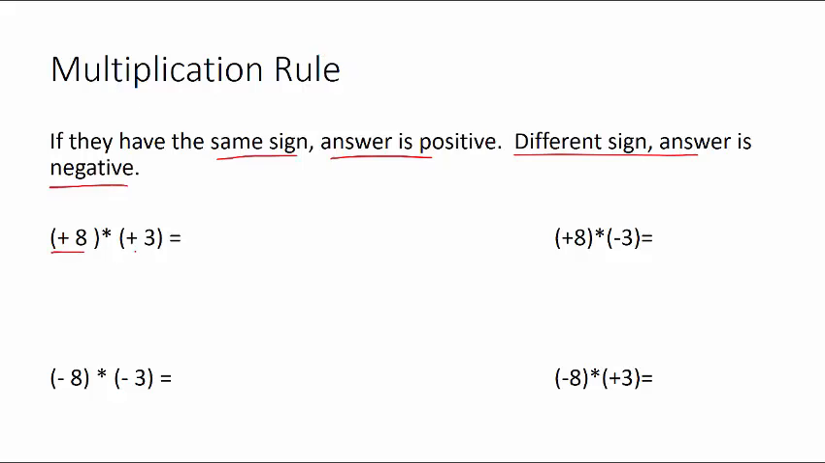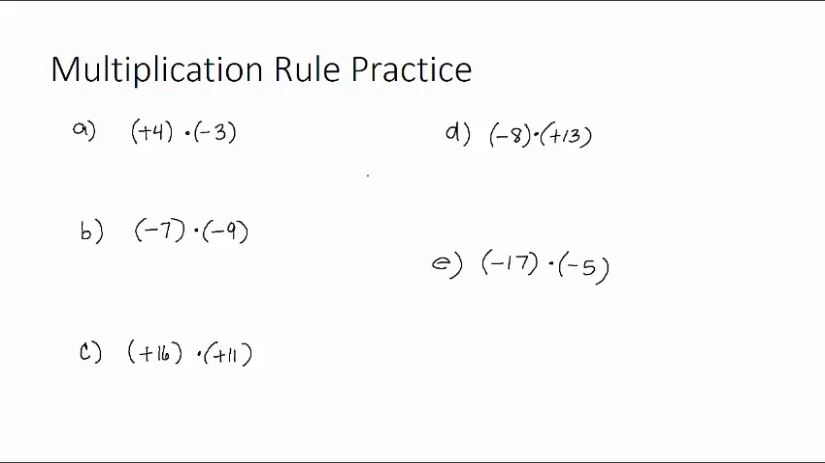So here, +8 times +3, +24. -8 times -3. They have the same sign here, so we're going to switch it to positive, and it's +24. +8 times -3, different sign, so it's negative. -8 times +3, different sign, so it's negative. Alright, so try these problems, pause the lesson, and hit play when you're ready to check your answers.